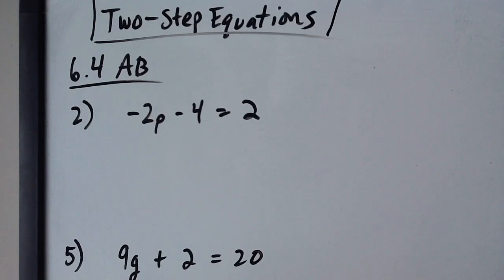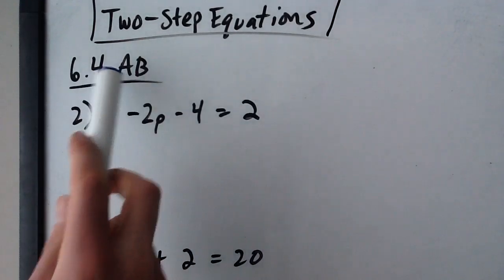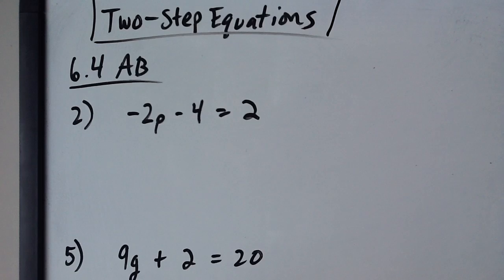7th grade, in this video I'll do 3 examples from 6.4 worksheet AB on how to solve two-step equations. Here's number 2 from that worksheet. It's negative 2p minus 4 equals 2. You want to solve for the variable p.